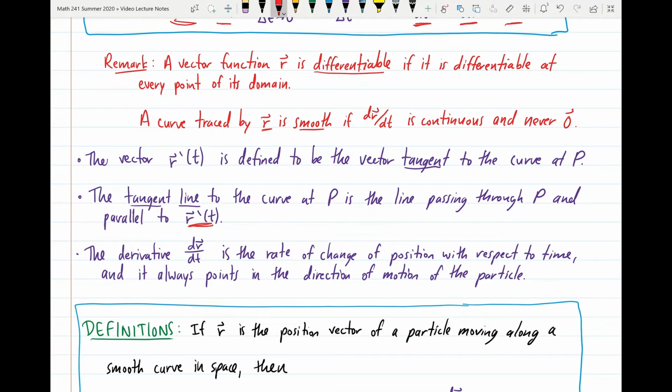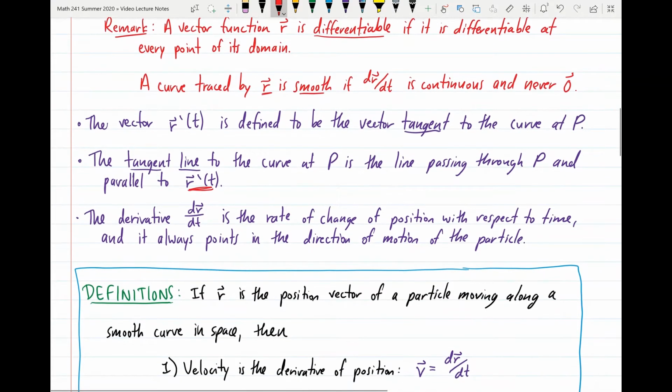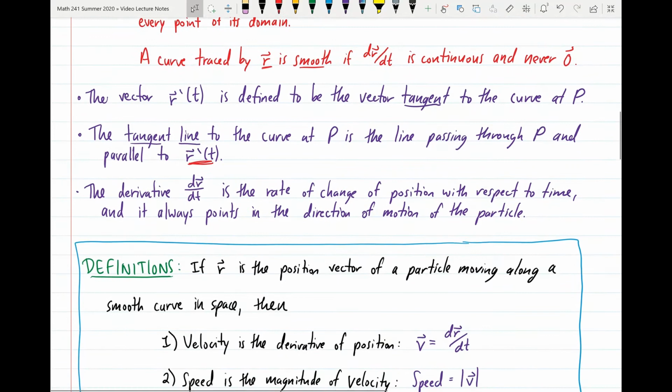So remember that to specify a line in space, we need two things. We need a point on the line, and we need a vector that the line is parallel to. Well, the tangent vector is going to be the vector our line is parallel to, and the point P will be the point on the line. So we can define the line with just the point P and the tangent vector.